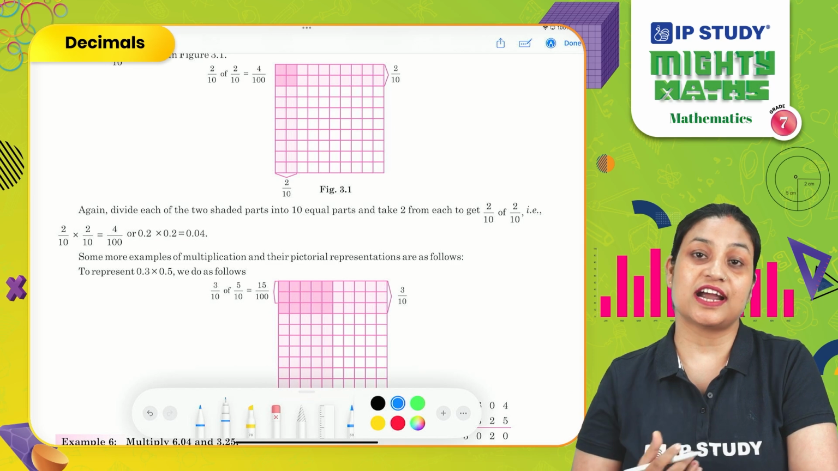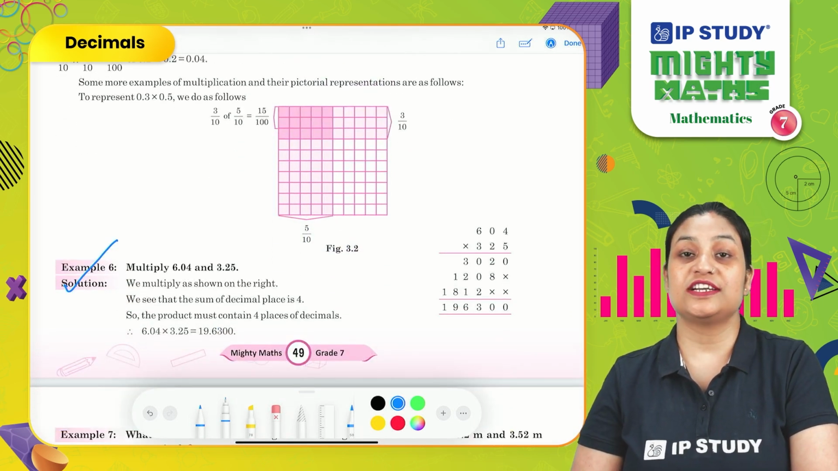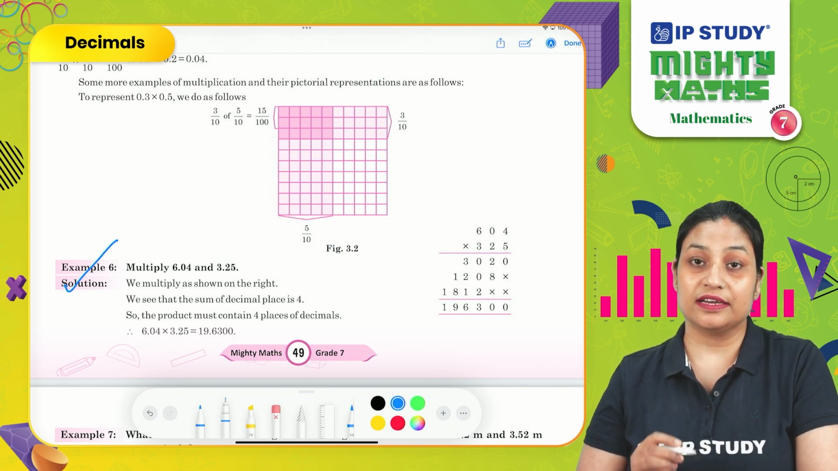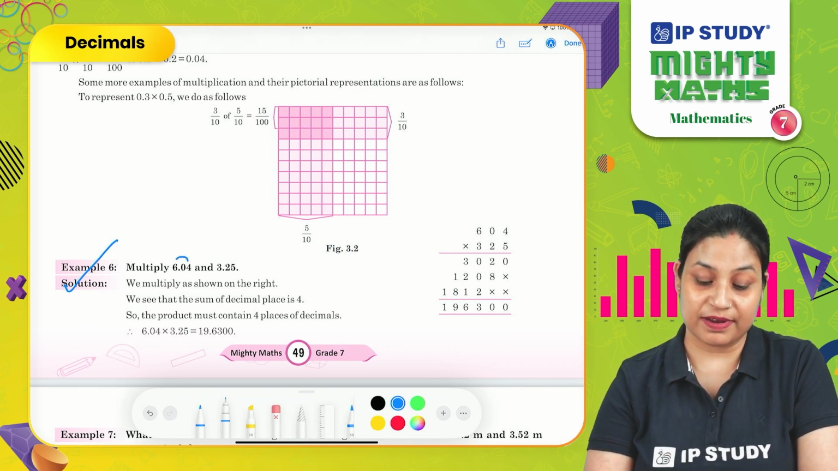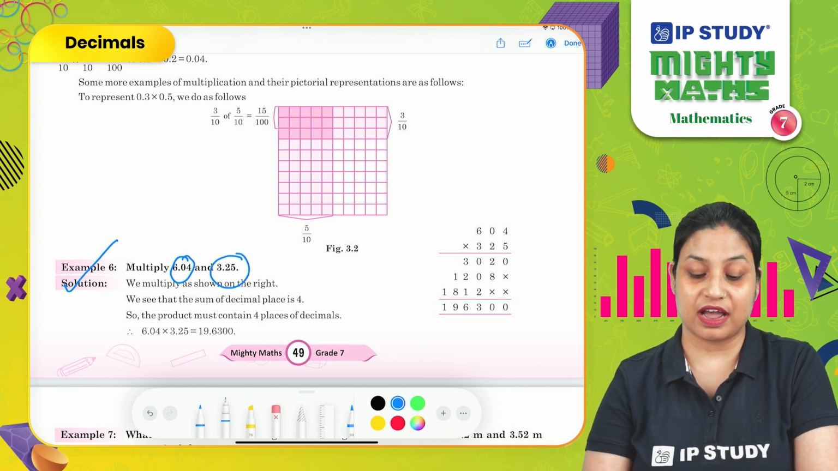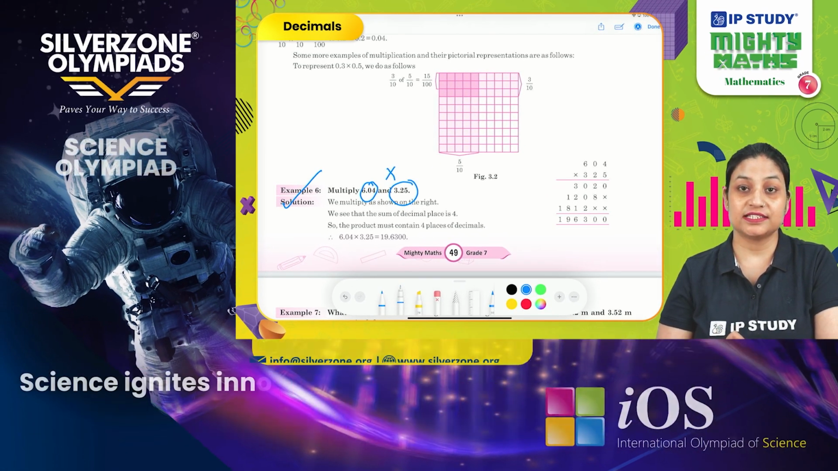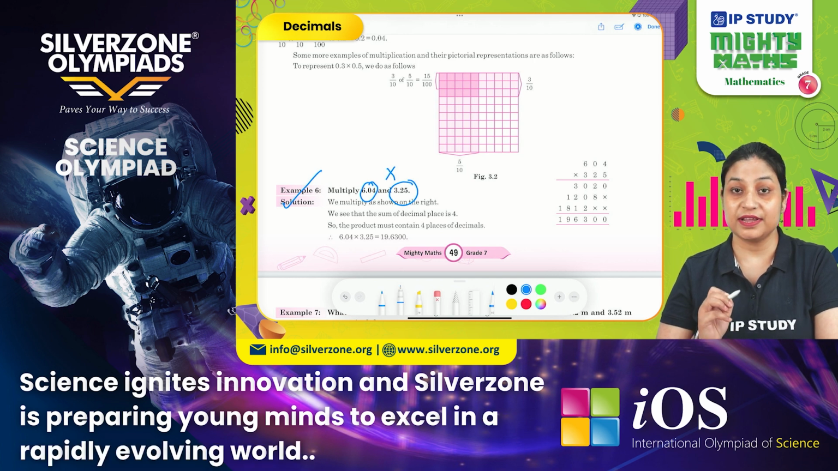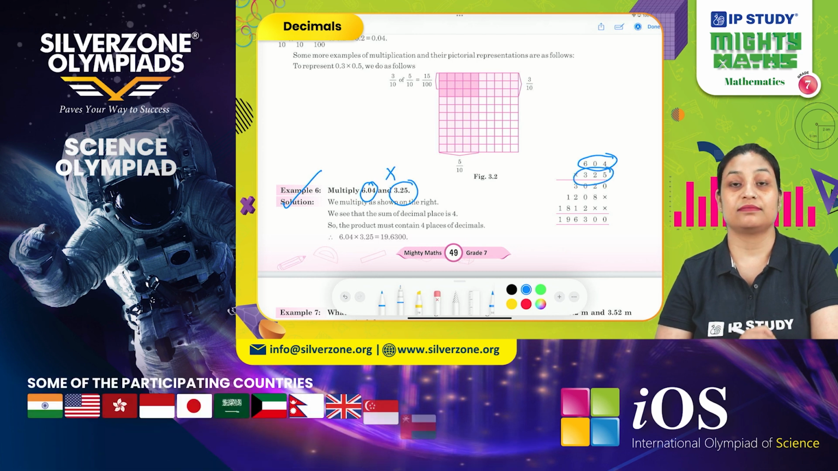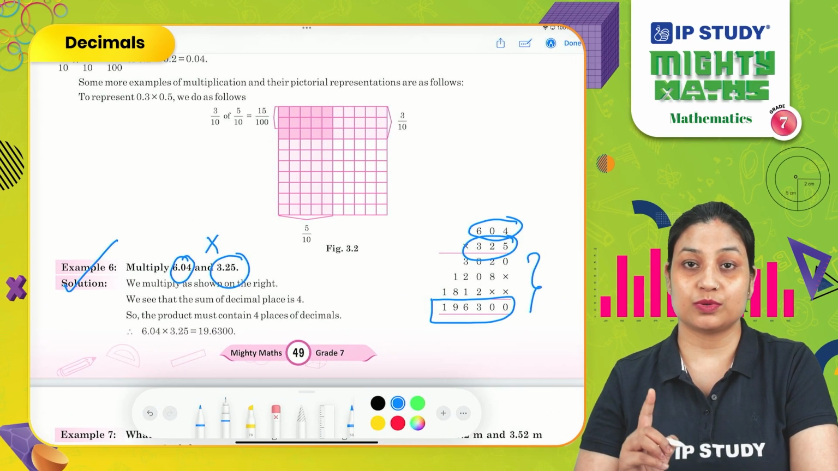Now, in order to understand this, let's take an example. Let's take example number 6 over here. We are going to multiply these 2 decimal numbers, 6.04 and 3.25, right? As I've said, just forget about the decimal places and treat these numbers as whole numbers. It means you have to multiply 604 by 325, right? If you multiply this, what will be your result? The result will be 196300. So one step is completed.